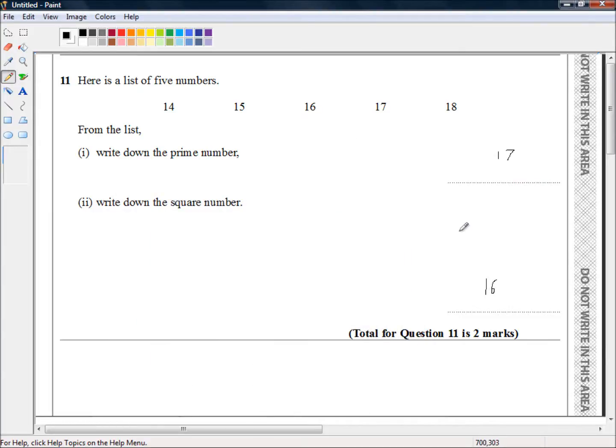So what I'm trying to say is knowing your prime numbers and your square numbers gives you an advantage, but it's not such a big deal. You can survive even if you don't know them in this question, but it's still much better to know them.